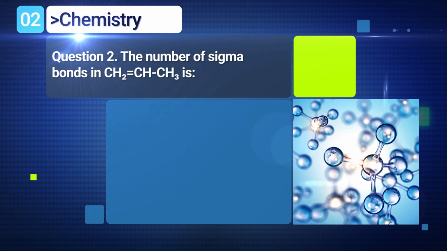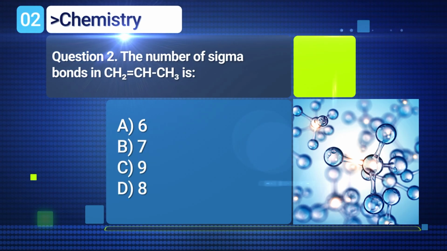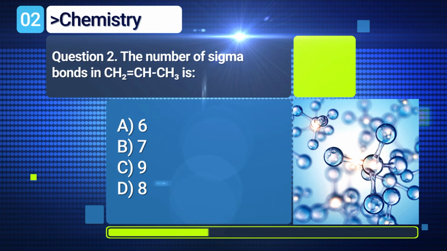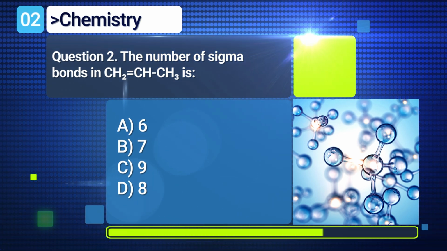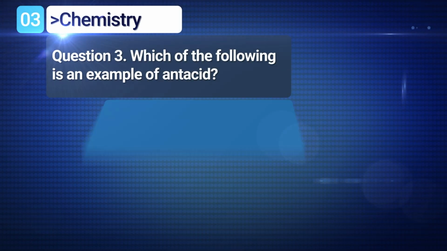The number of sigma bonds in CH2 equals CH3 is A. 6, B. 7, C. 9, D. 8. Answer: D. 8. Question 3.